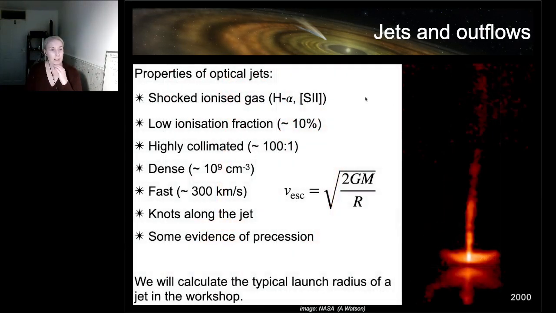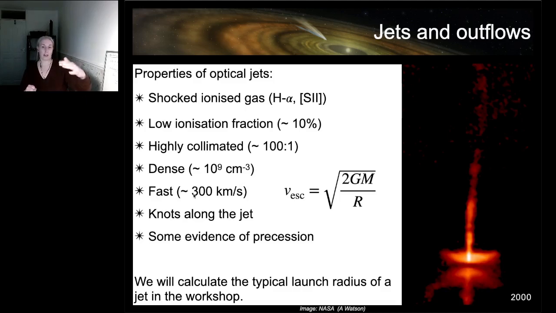So these optical jets have quite interesting properties. They're very shocked ionized gas, so they're very bright in things like H-alpha and ionic lines, like this is sulfur 2. They have quite a low ionization fraction, about 10%. And as you can see, they're very highly collimated, so their length is about 100 times greater than their width, which is what this ratio means. They're also quite dense, and they're also very, very fast.